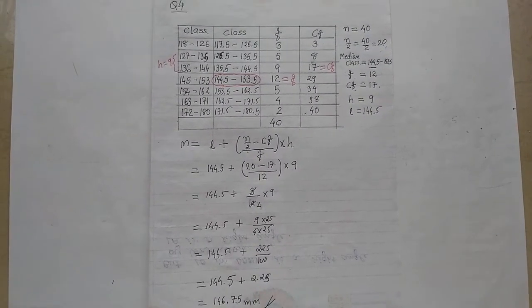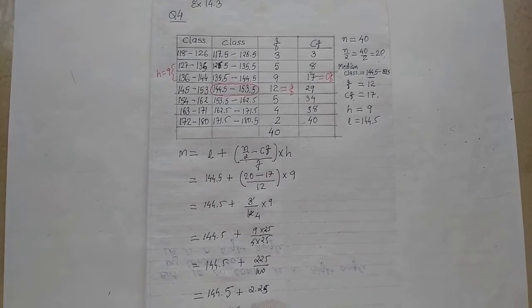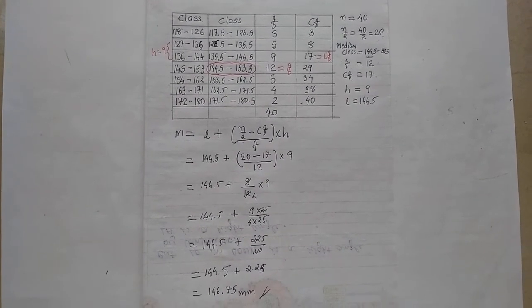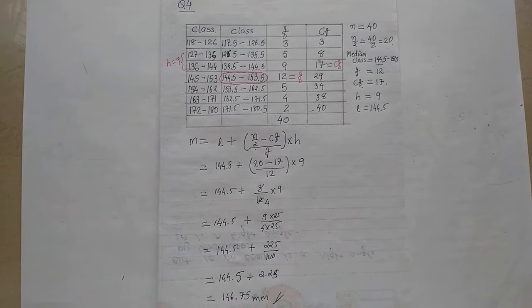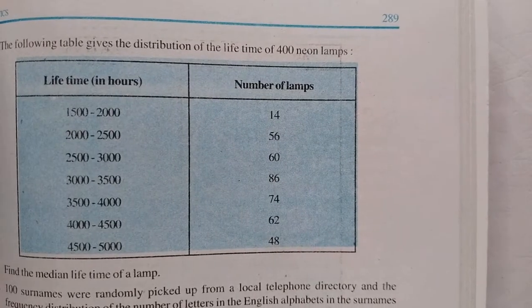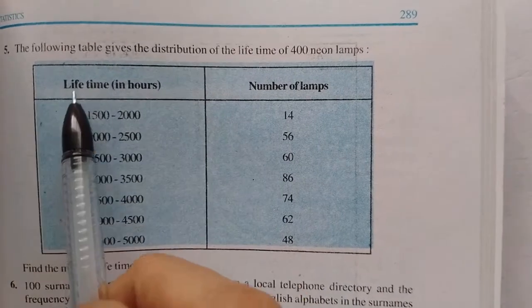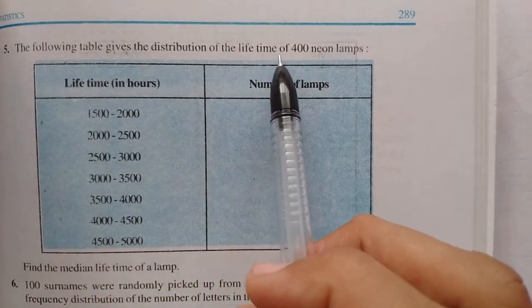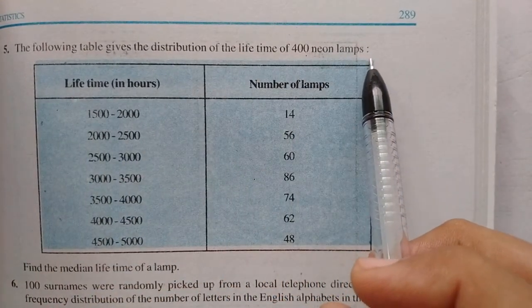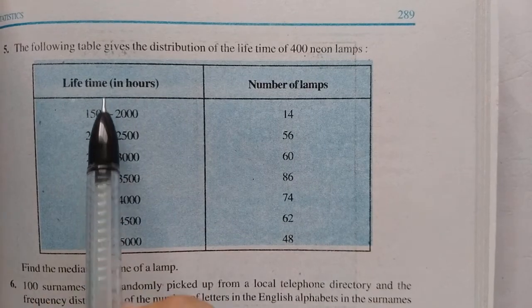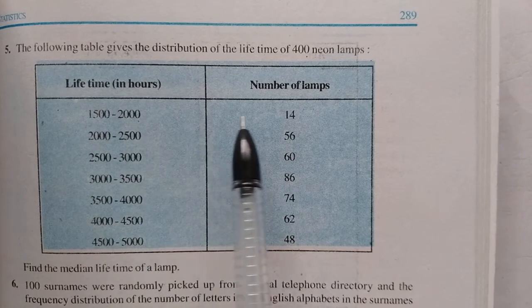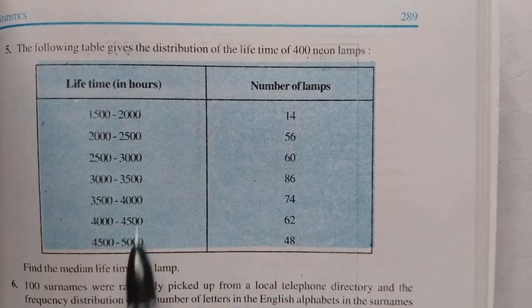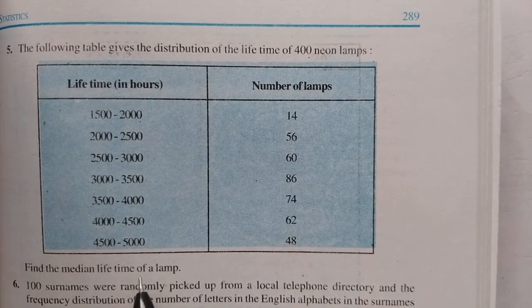Okay children, now you have the entire view of this answer so that you can copy. Question number 5. The following table gives the distribution of the lifetime of 400 neon lamps. The lifetime is given, 1500 to 2000, number of lamps 14. The question is to find the median lifetime of a lamp.